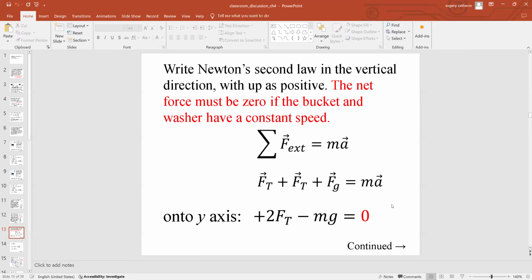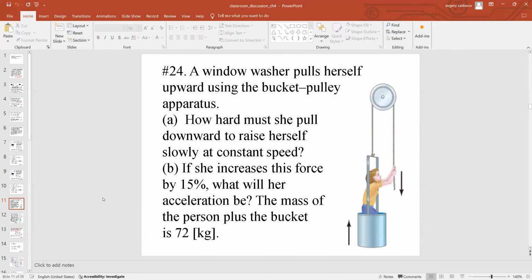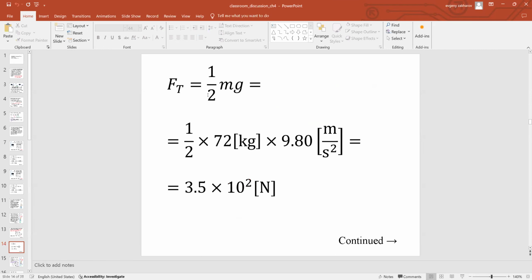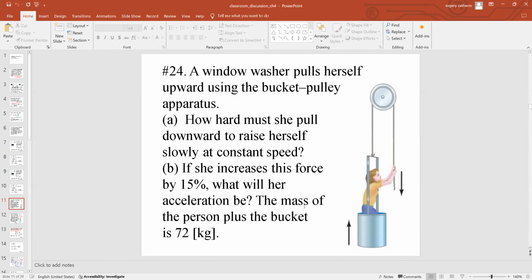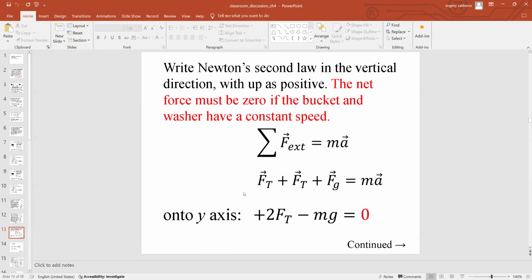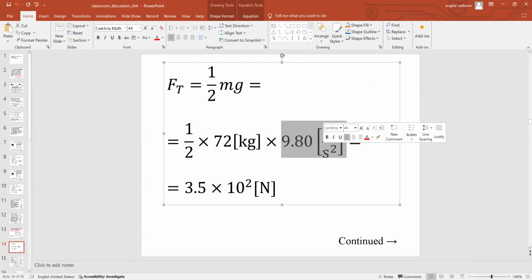And what do we say for acceleration? If it's constant speed, that means 0 acceleration. Acceleration is just 0. So your F equals ma equation becomes half of gravity for tension. Do the mathematics with numbers given. Mass was 72 kilograms. It says mass of the person plus the bucket is 72 kilograms. So plug in the mass and then the g, 9.8.